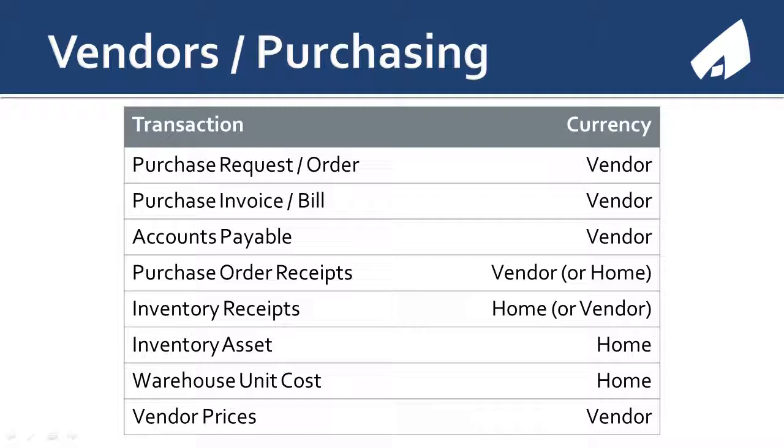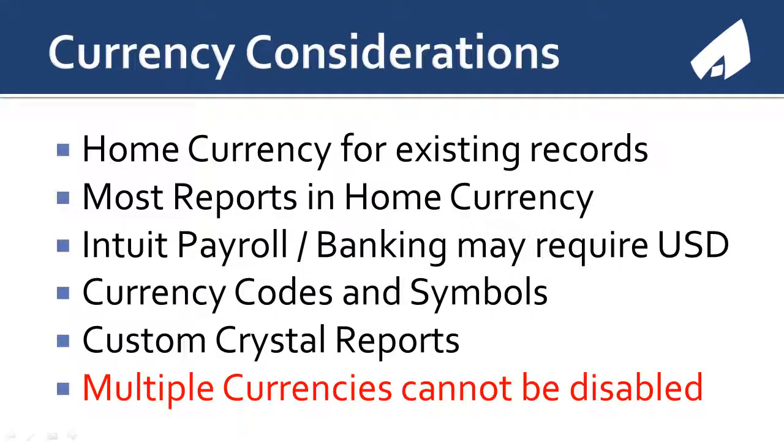The inventory asset and warehouse unit cost will reflect your home currency. The receipt transactions can be either home or vendor currency due to things like landed cost. You could be paying your vendor in their currency, but a shipping company in your home currency, and both will be shown on the item cost as the home currency.